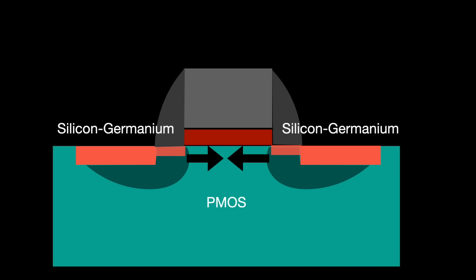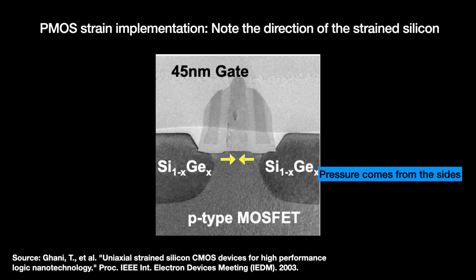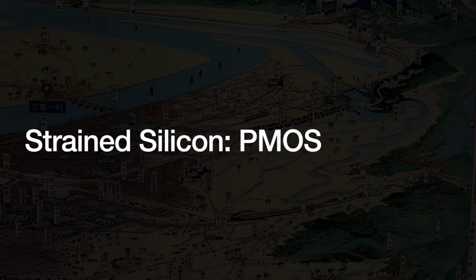Intel pioneered the method of putting silicon germanium in trenches in the source and drain on both sides of the channel. Why silicon germanium? It has a lattice match with pure silicon, but a wider lattice structure. So when deposited, the silicon matches the silicon germanium, but is then pushed inwards. Let us start with this one. The PMOS is quite difficult, and it takes 3 conceptual steps to pull off.